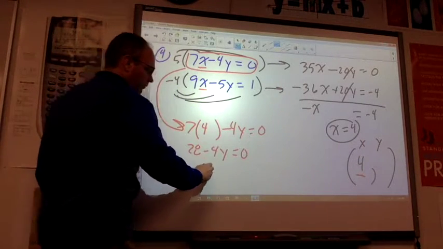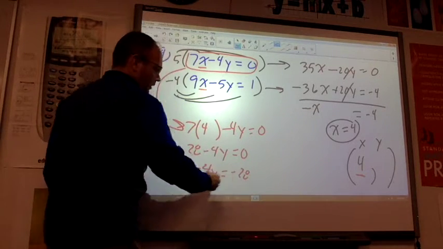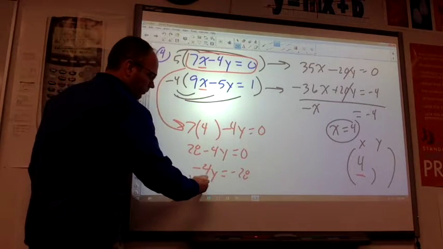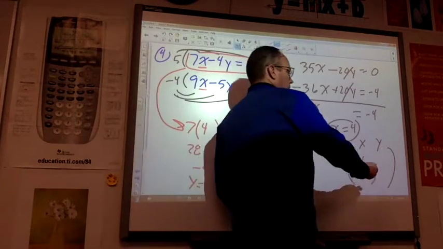Subtract 28. Divide both sides by negative 4. And you get that to be 7.